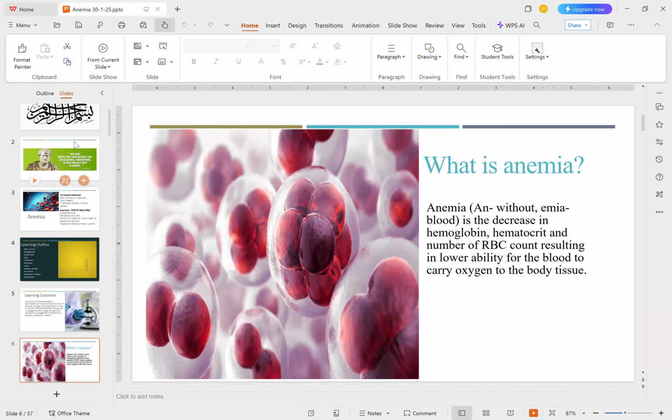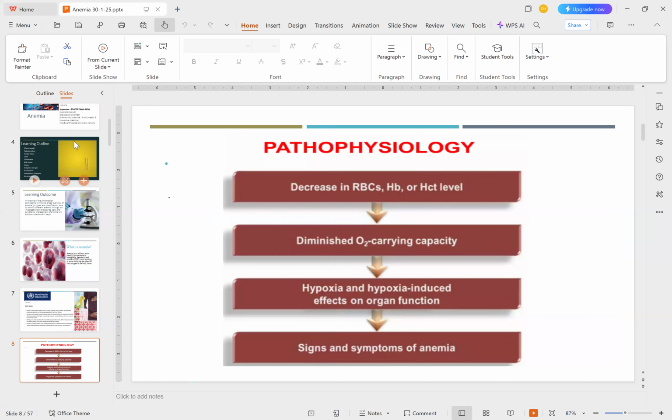Now, pathophysiology. Pathophysiology includes decrease in the red blood cells, hemoglobin, and hematocrit level, which leads to diminished oxygen carrying capacity, leads to hypoxia and hypoxia-induced effect on organ function. It leads to signs and symptoms of anemia.